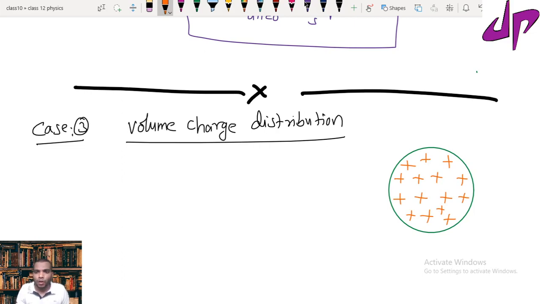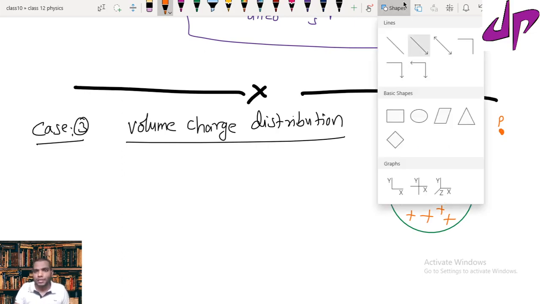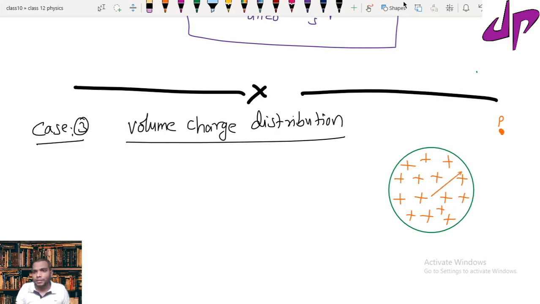Now as usual I would like to find the electric field at a given point. This is the point P, due to this charged volume object. The point P is at a distance of r, so the distance is r.